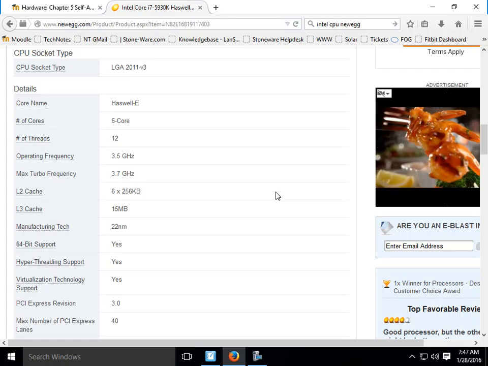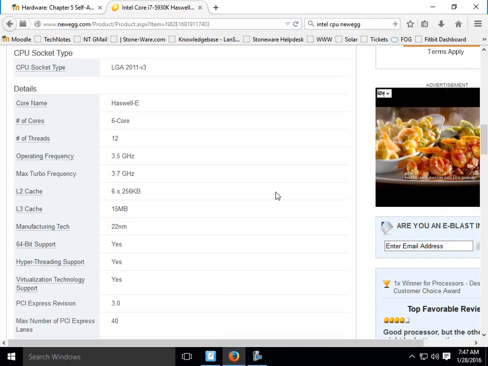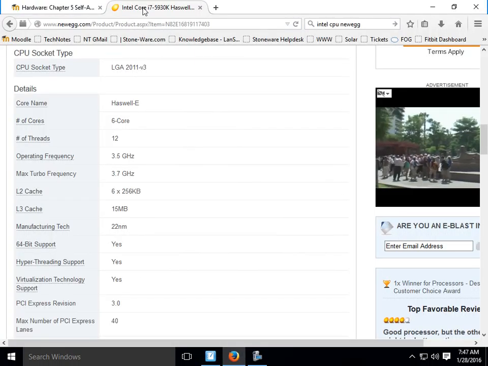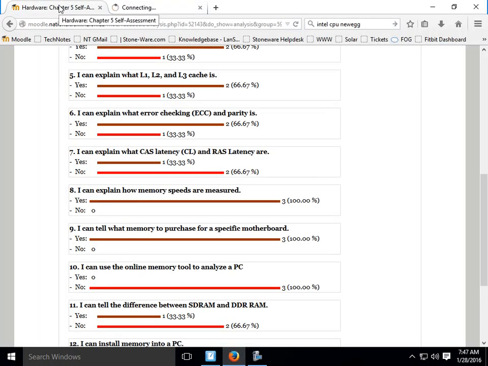I didn't look at the speeds of the CPUs themselves. Okay, question? Is that clearer? So it's just memory that the CPU uses, L1, L2, L3. Okay, explain what error checking and parity are.